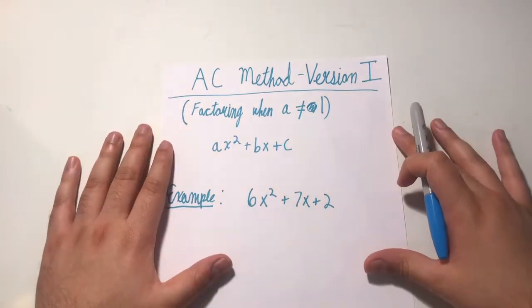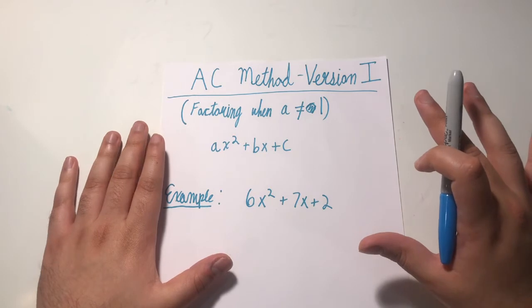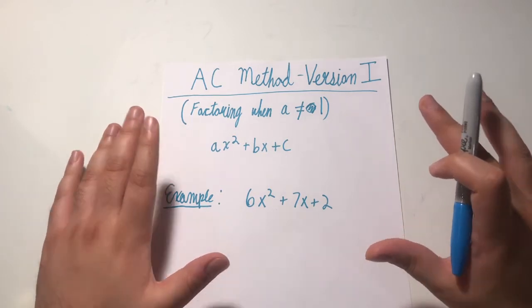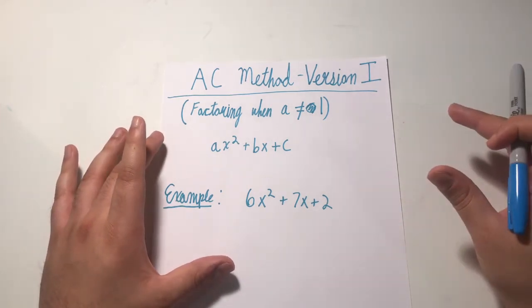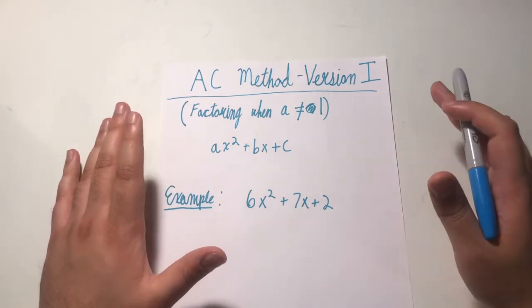All right, so let's talk about the AC method for factoring. Now, this is a technique that I've noticed a lot of students can have trouble with, and it also just happens to be a technique that you encounter a lot. You're going to find a lot of problems that require the AC method. So what is it used for?